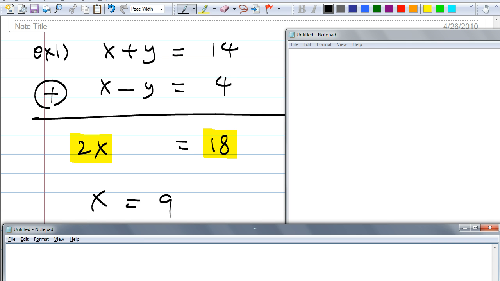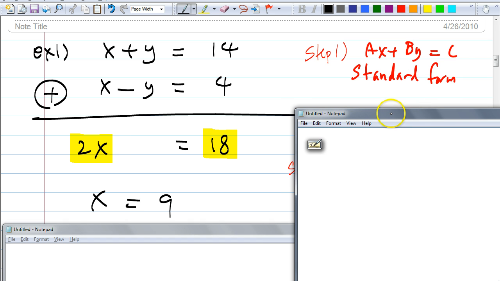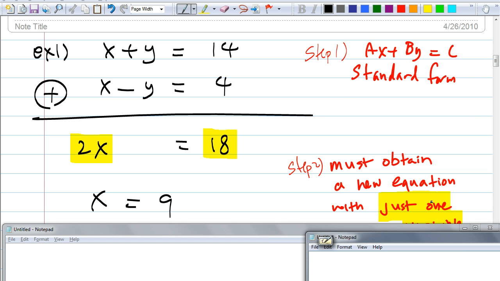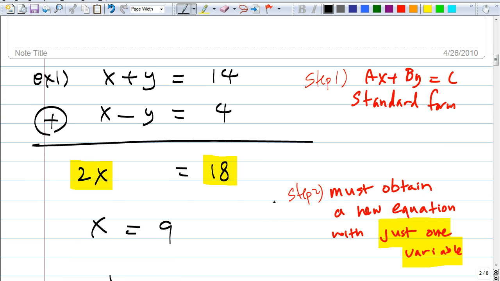Remember I told you step 1, you have to have it in standard form and write vertically. We did that. And then step 2, must obtain one new equation. Did we get one new equation just with one variable? Yeah, 2x equals 18, that's one new equation with only one variable. We know how to solve this. And we need to then solve for y, don't we? Because we know that the solution must be an ordered pair, not just one x coordinate.